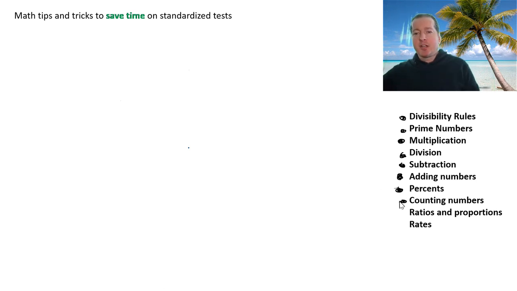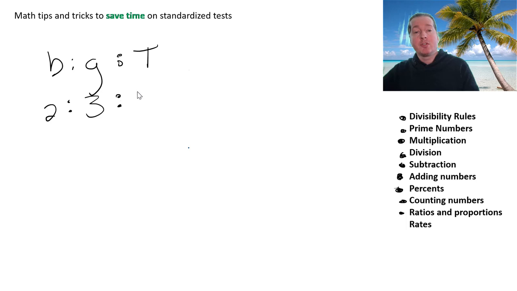Let's see, what's next? Counting numbers. Oh, I already talked about that. How about ratios and proportions? Let's see, what's a ratio? Suppose you're told the ratio of boys to girls in a classroom is 2 to 3. So for every 2 boys, there are 3 girls. You also want to think about the total quite often. So for every 2 boys, there are 3 girls and 5 kids. Now that's just the ratio. That doesn't mean there are actually 5 kids in the class, 2 boys and 3 girls.